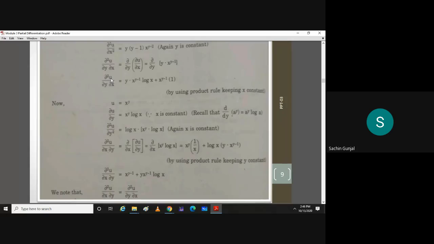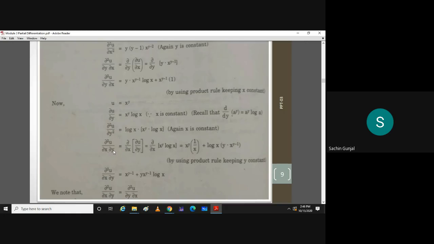Then we have got this del square u by del y del x. Now we need to calculate del square u upon del x del y. So u is equal to x raised to y. You differentiate it with respect to y first. With respect to y, x is a constant, so x is something like a. The derivative of a raised to y with respect to y is again a raised to y log a. So del u by del y is equal to x raised to y log x, because x is constant.